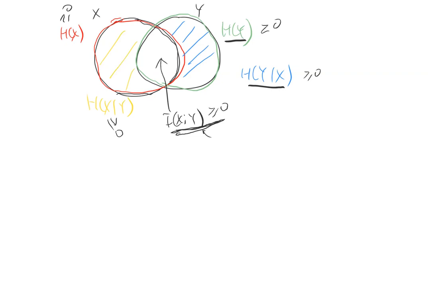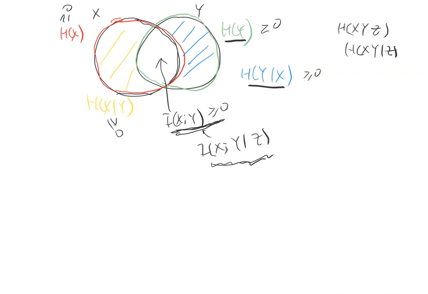With this, I still have one more information measure I need to introduce. Of course, I have many more, depending on how many variables I have. If I have three variables, I can have H(X,Y,Z), and then I can look at H(X,Y given Z) and so on. But I want to introduce this one first: I(X;Y given Z), the mutual information between X and Y given Z.